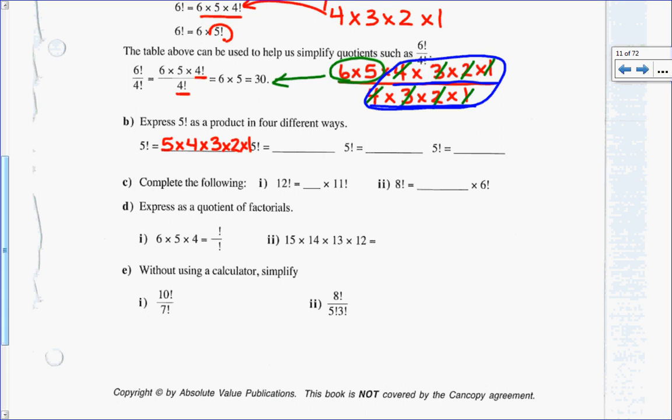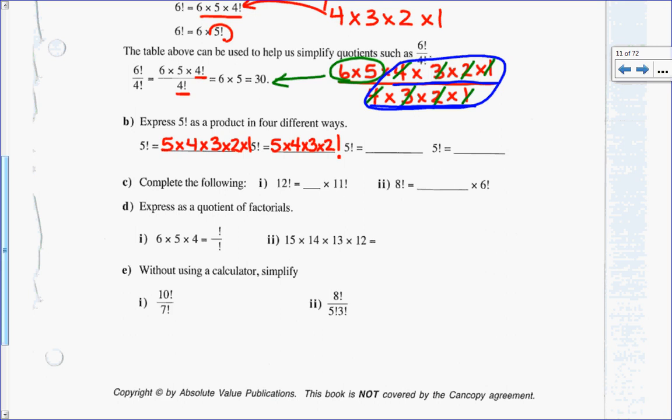Now, if I wanted to write 5 factorial in a different way, I just start 5 times 4 times 3 times 2 times 1, and instead maybe I'll stop at 2 this time. So 5 times 4 times 3 times 2, and then I can't forget to put factorial, which means it really is times 1 as well, right? Because they have to be the same thing.